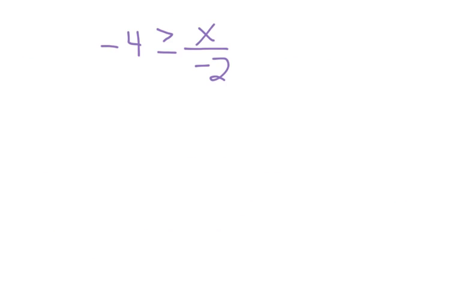So let's look at this example. We have negative 4 is greater than or equal to x divided by negative 2. Okay? So we'll draw our line through the equality sign to separate our two sides. The variable is actually on the right-hand side for this inequality. So right now, x is being divided by negative 2. The opposite of dividing by negative 2 is multiplying by negative 2, or the inverse.